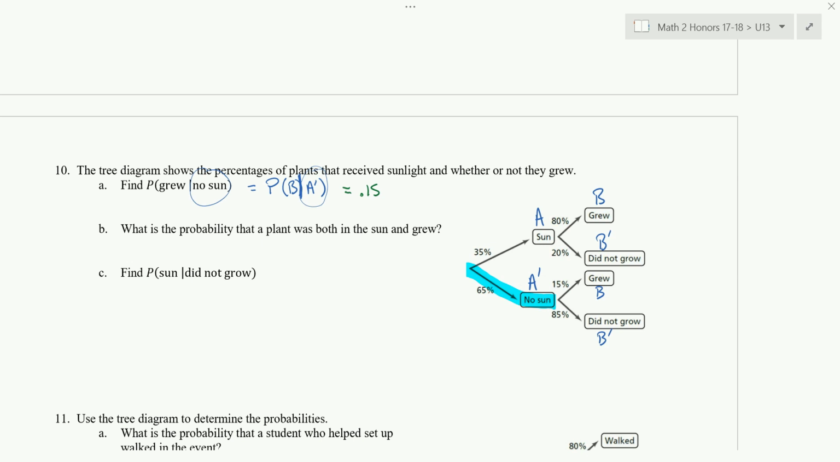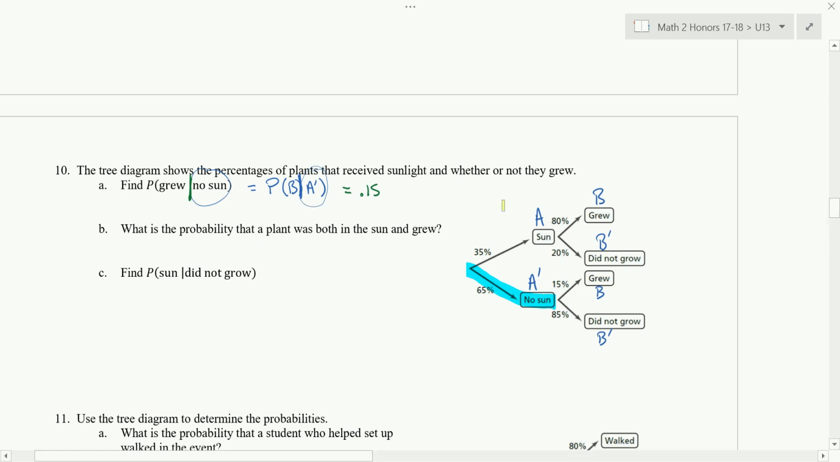On B, it grew given no sun. That right there, that's a symbol which represents given. It's a third symbol. So we have three symbols now. We got to think about and, or, and given. And the given is that it's not something that's unknown. It's something that's known already. So we don't factor it in as unknown.